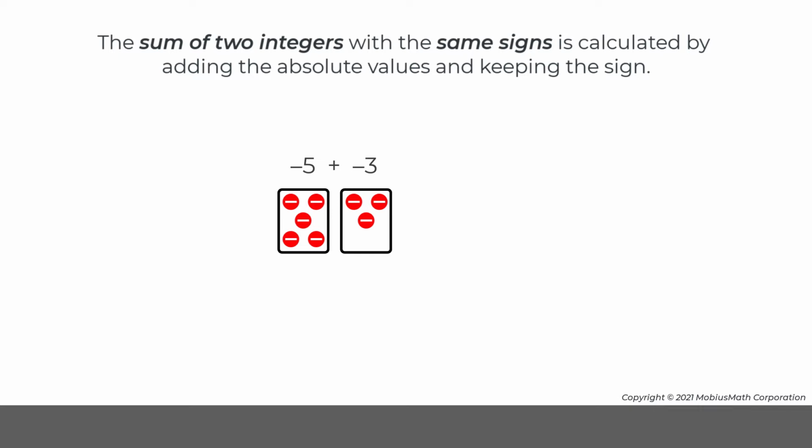Since there are no positive chips to cancel out the negative chips, 5 negative chips and 3 negative chips combine to get 8 negative chips, or -8.